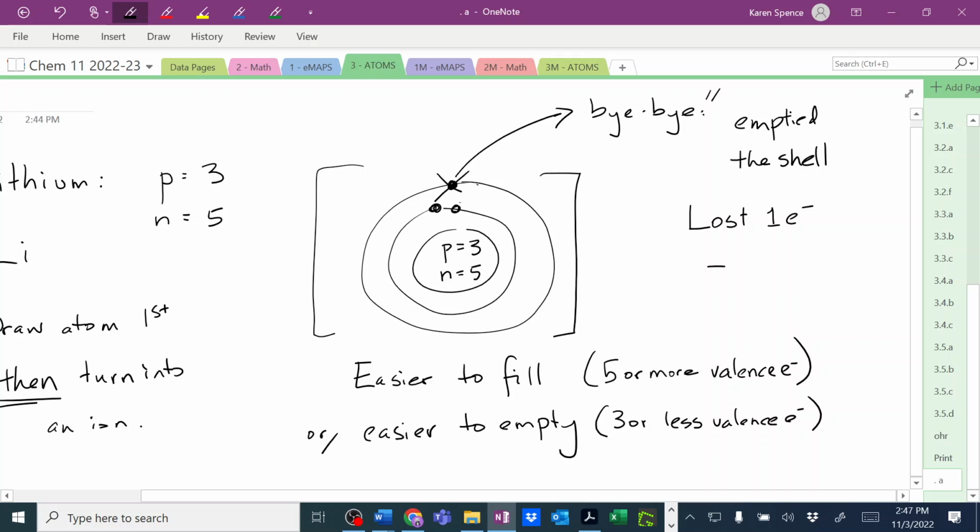If you lose something that has a -1 charge, what is your charge? +1. So we're going to put square brackets around this whole thing so that we're saying this whole thing has a charge. And on the outside of those brackets, we're going to put a plus. Because in chemistry, we don't usually write +1, we just write plus to mean +1, okay?